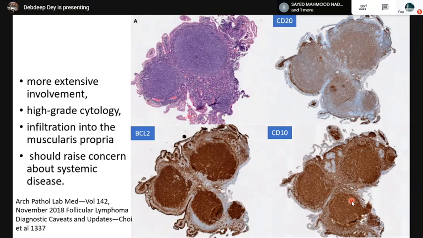But when do we have to alert the clinician? When there is extensive involvement, high-grade cytology, and infiltration into the muscularis propria. It should raise concern about a systemic disease, and that is what is more important in trying to get to the bottom of the diagnosis.